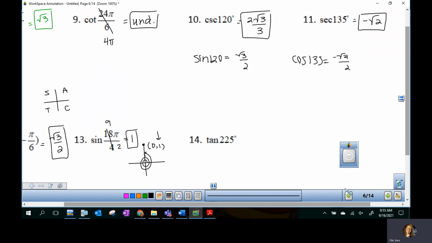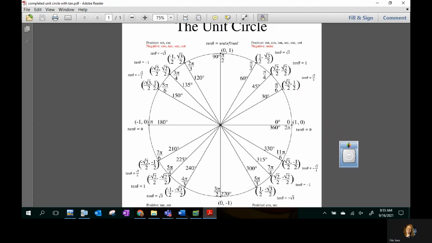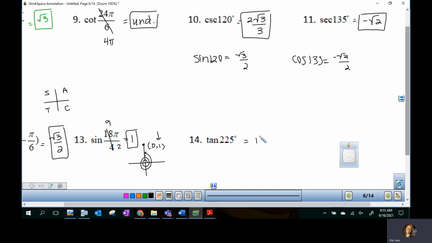Tangent at 225 degrees. 225, that's on the unit circle. Tangent, what is it? Tangent is y divided by x, but we've already actually calculated it. It's 1, because anything divided by itself is 1, and x and y are the same there. And tangent's positive here, right? Because a negative divided by a negative comes out positive. So your answer is 1.